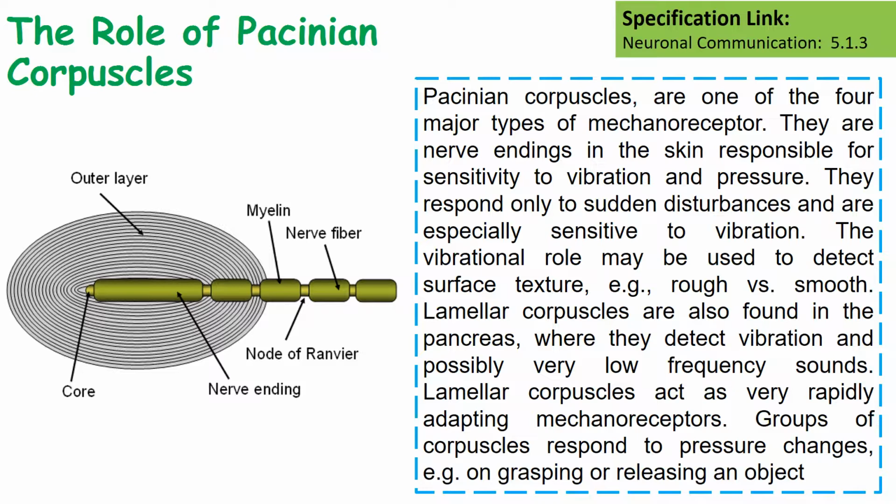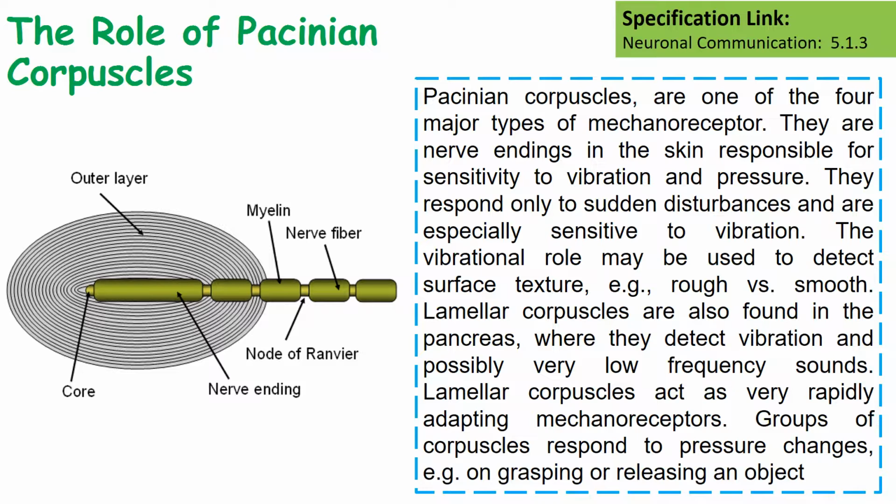The first part of the nerve cell that we need to consider when talking about action potentials and where they're generated are the end of sensory nerve cells called Pacinian corpuscles. Pacinian corpuscles are one of the four major types of mechanoreceptors. A mechanoreceptor is a receptor that is going to sense some sort of mechanical input.